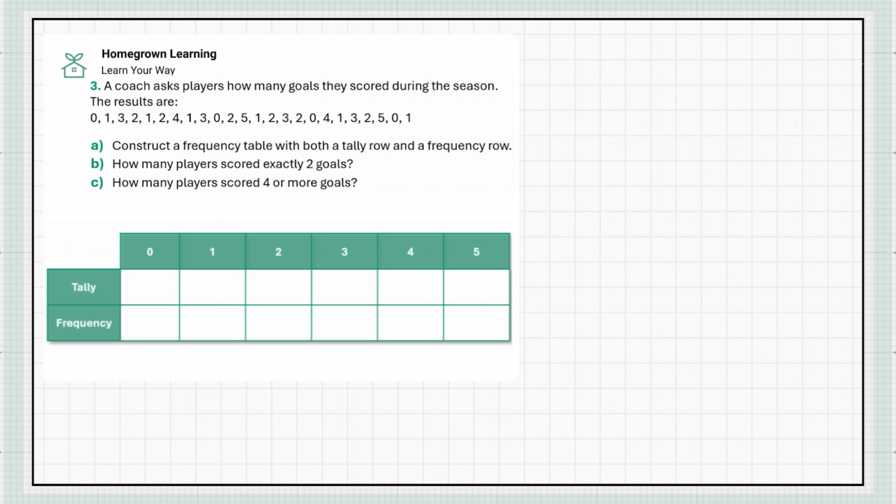Let's get started. So for our first one, a coach asks players how many goals they scored during the seasons. Here is the result. So we have all of these data points. So imagine you've asked a bunch of players randomly and they've all given different numbers. So none of this is going to be ordered in any specific way, and that's why we use the tally. So as we go through, we can cross off one response.